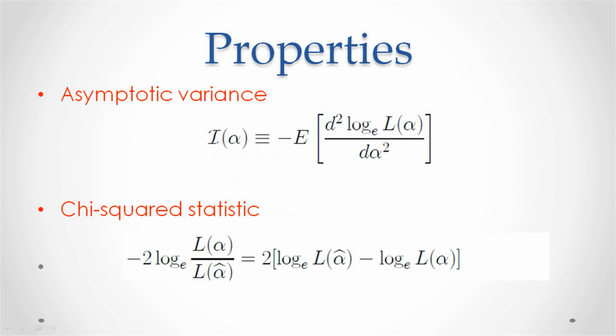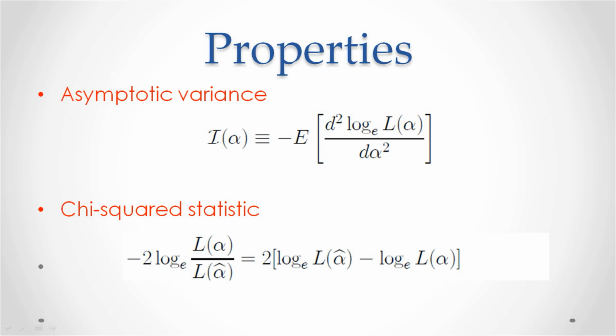The asymptotic variance of the maximum likelihood estimator is calculated from the information matrix. So if we assume that the parameter is specified by alpha, I of alpha is equal to minus the expectation of the second derivative, del square log L alpha over del alpha square. The asymptotic variance is given by the inverse information matrix.